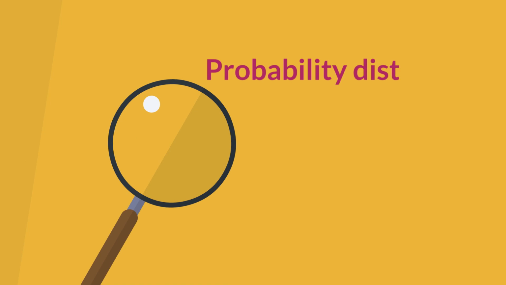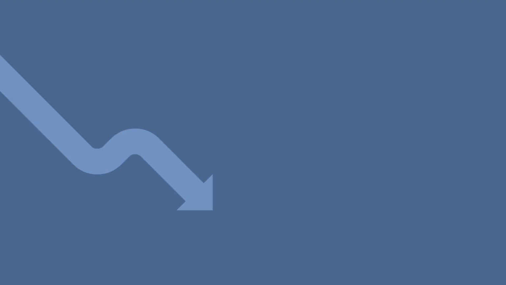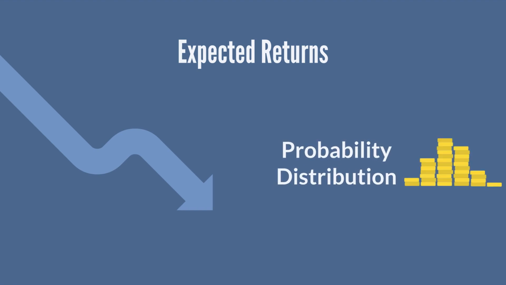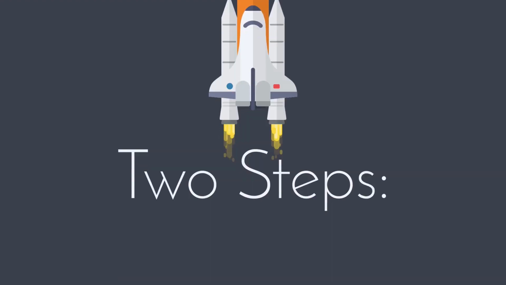In the last video, we saw how a probability distribution for a random variable shows all of the possible values it can take. In this video, we will see how to calculate expected returns based on its probability distribution. The return on an investment is a random variable that can take any value within a given range. Expected returns can be calculated using the following two steps.